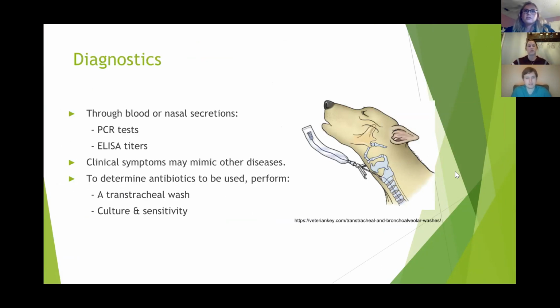Okay, diagnostics for H3N8. It can be made through blood or nasal secretions. This includes PCR tests and ELISA titers. You can't rely on just symptoms alone since they can mimic other respiratory diseases like kennel cough. You can do a transtracheal wash and do a culture and sensitivity on that to determine what antibiotics should be used, and that's this diagram here. That's a transtracheal wash.